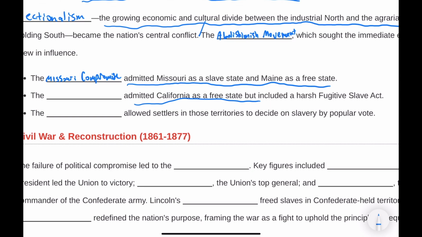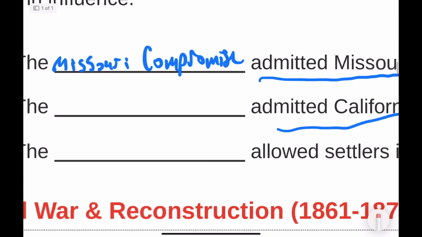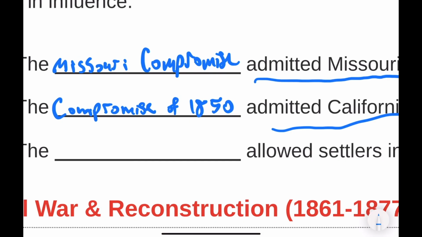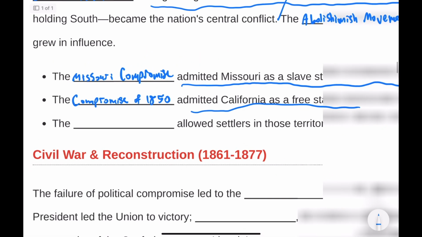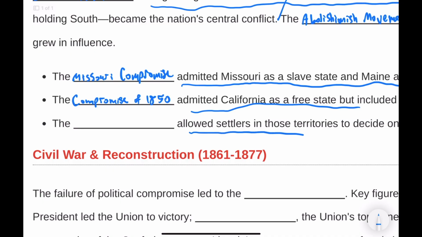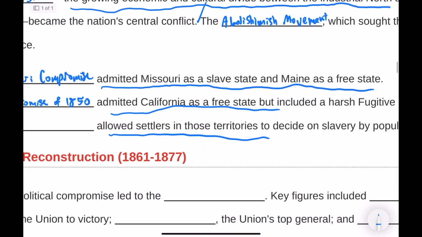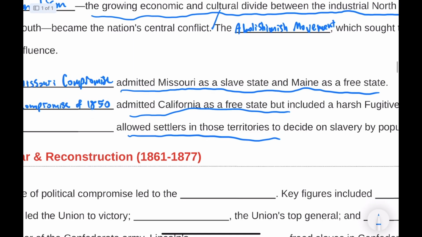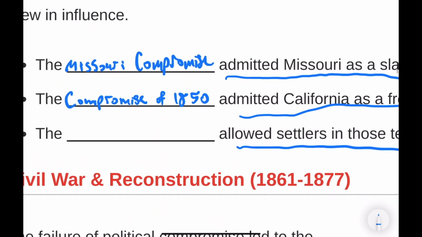That was the Compromise of 1850. The Compromise of 1850. And we have this third blank right here, which allowed settlers in those territories to decide on slavery by popular vote. And that was the Kansas-Nebraska Act.